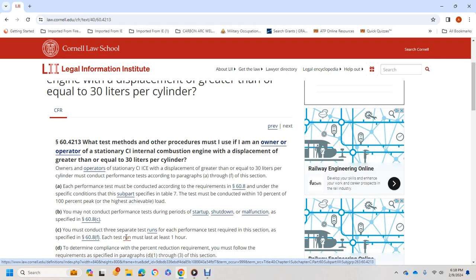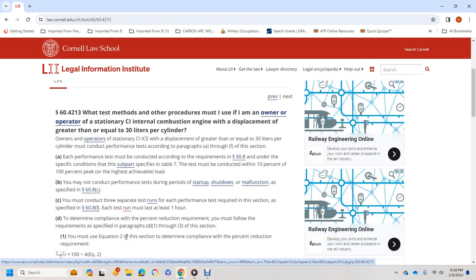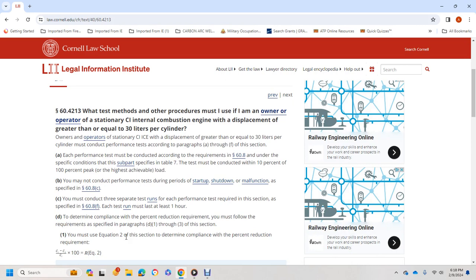C. You must conduct three separate test runs for each performance test required in this section, as specified in 60.8(f). Each test run must last at least an hour. D. To determine compliance with a percent reduction requirement, you must follow the requirements in paragraphs D1 through 3 of this section. 1. You must use the equation in this section to determine compliance with the percent reduction requirement.